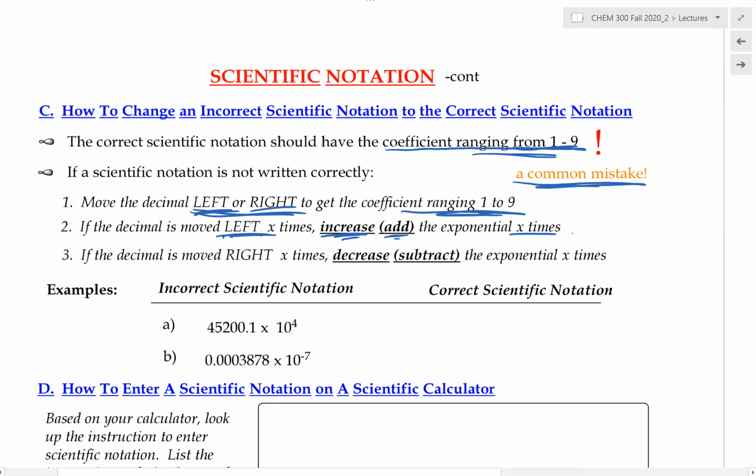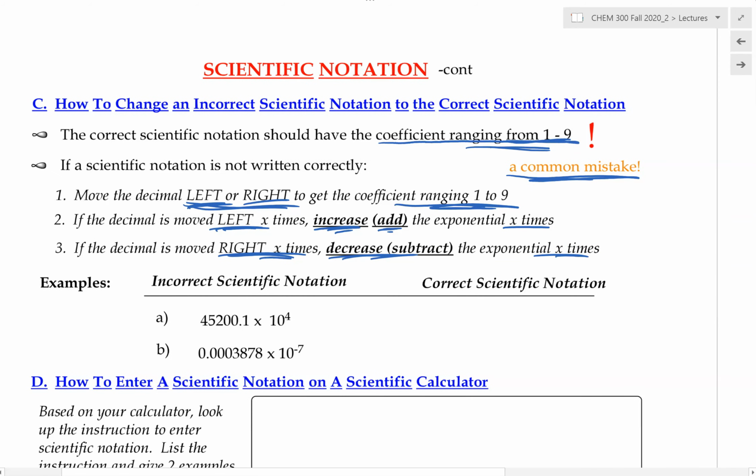And similarly, if we were to move the decimal to the right x number of times, then we will decrease or subtract the exponent that we already have, that x number of times. And the logic for this is something very similar to what I have discussed previously.